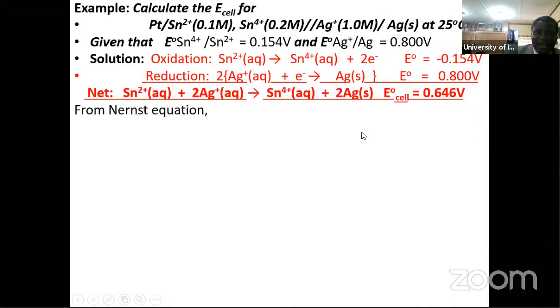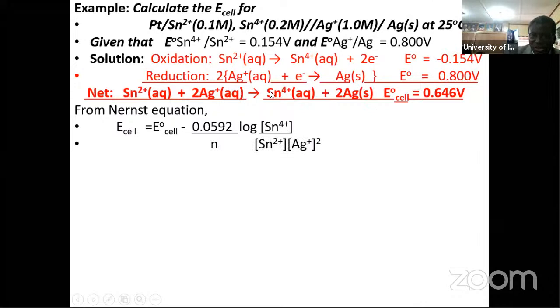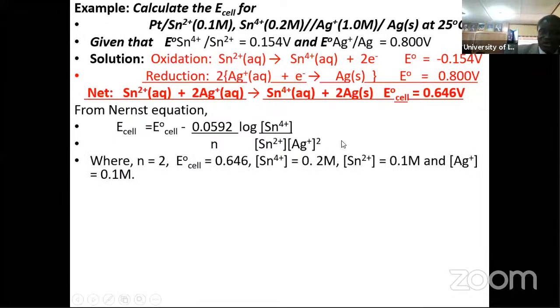Now you just go ahead and substitute in the Nernst equation. This is the aqueous form of the product, and for the reactant, you have this and you have this. Remember, because this is 2, that means this one is going to be raised to the power 2. The other ones are just 1. That's why they are the way they are. Now your n here is going to be what? Because we multiplied this one by 2, your n is actually 2.